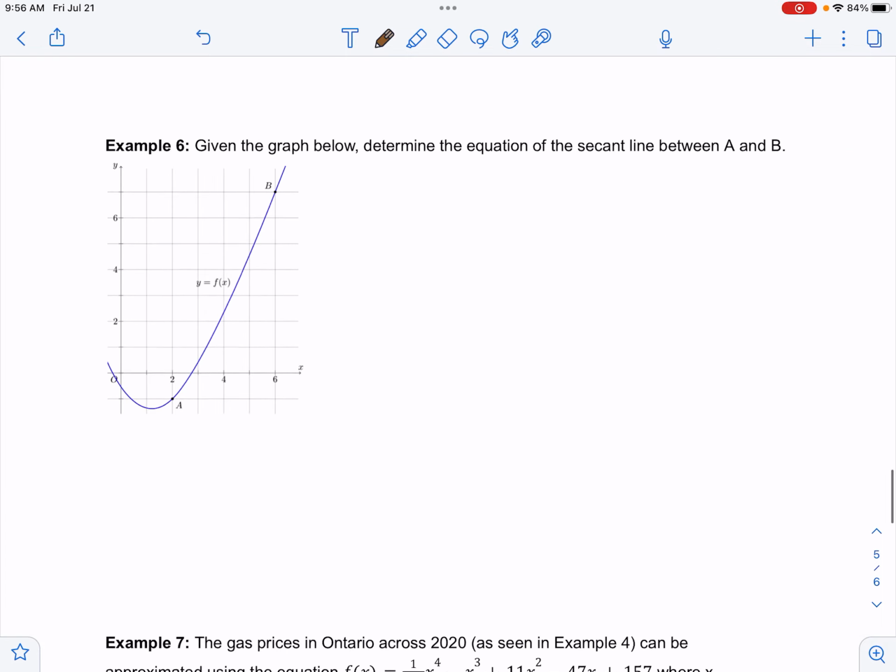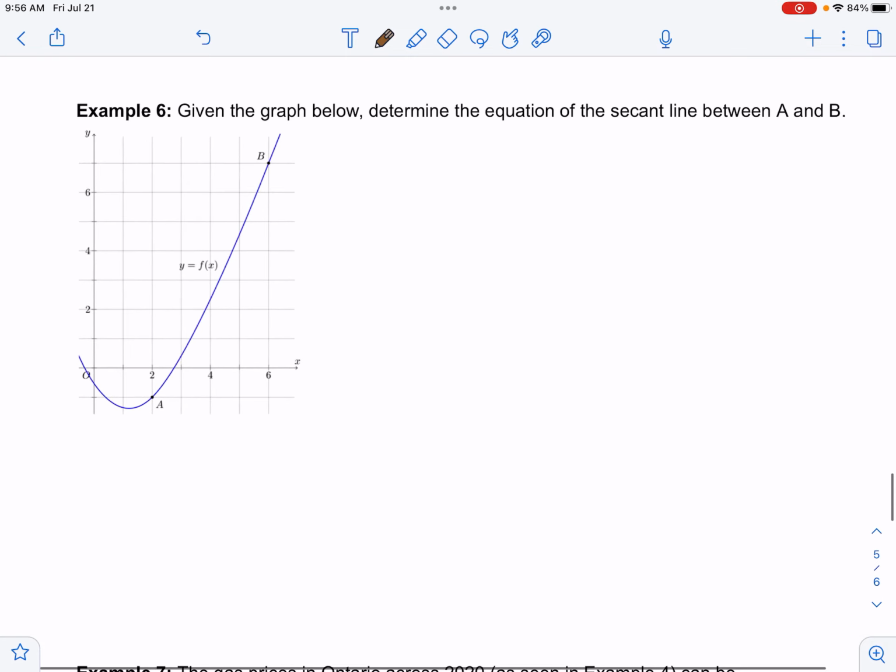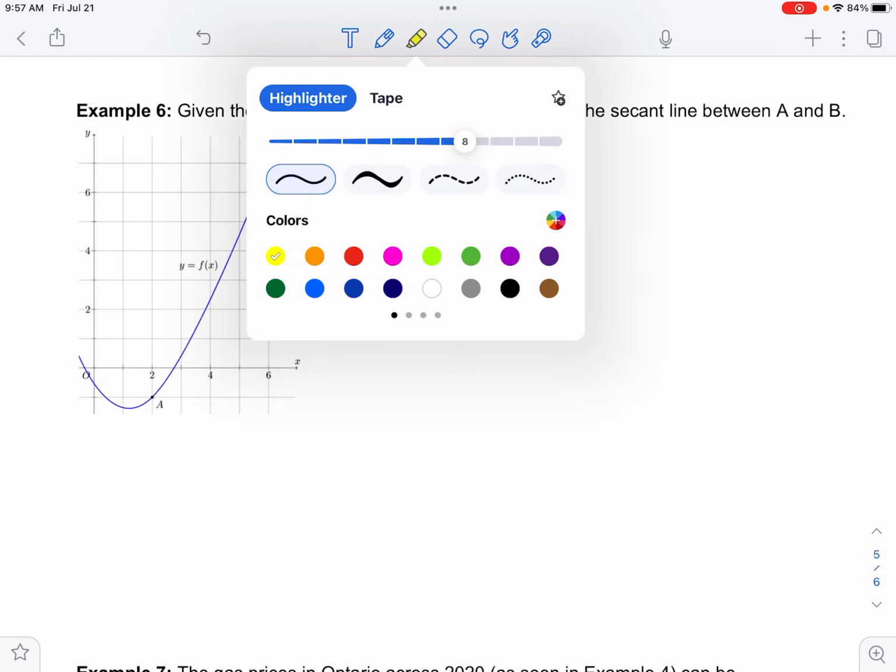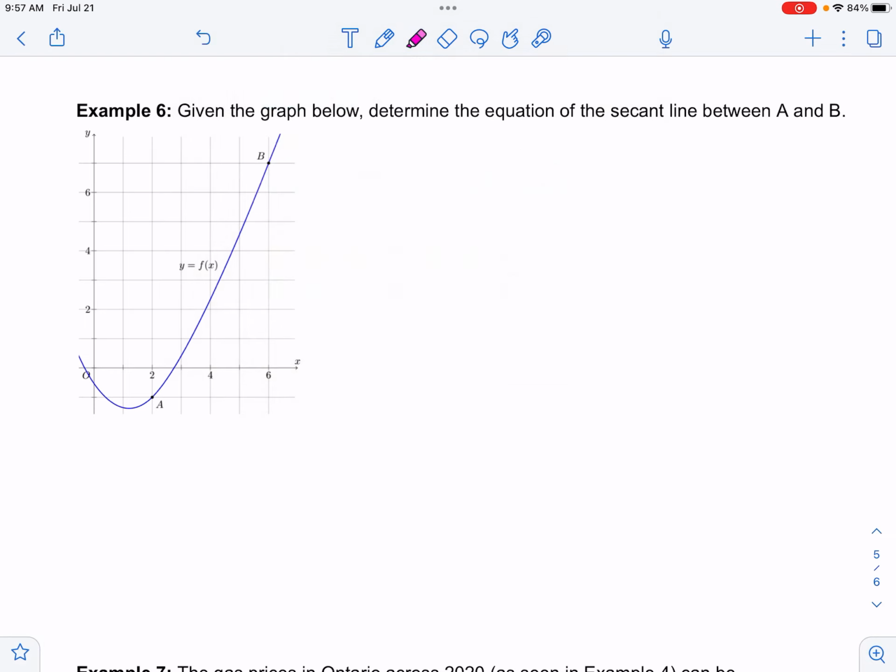Okay, another different question here. Given the graph below, determine the equation of the secant line between A and B. So again, a secant line, if we were to draw it, is a straight line that connects those 2 points. So I'm going to connect A and B with a straight line.